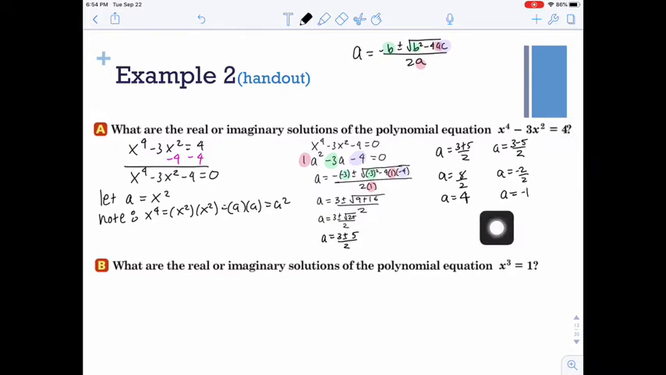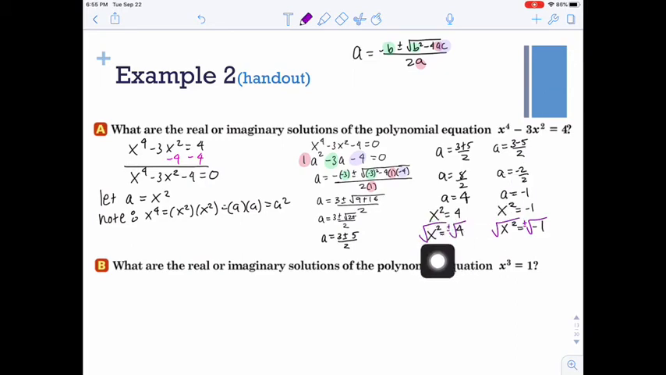We substituted a for x squared. So this doesn't really give us the answer of 4 and negative 1. This says x squared equals 4 and x squared equals negative 1. So we need to plug that back in. So when we plug x squared back in, we get x squared equals 4.